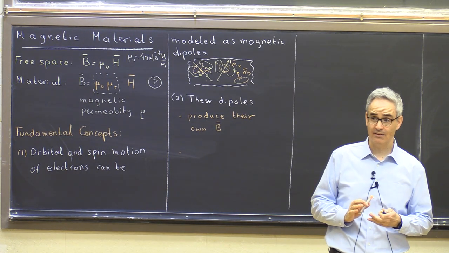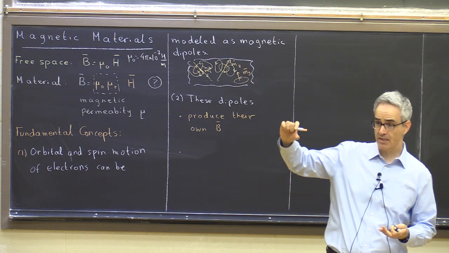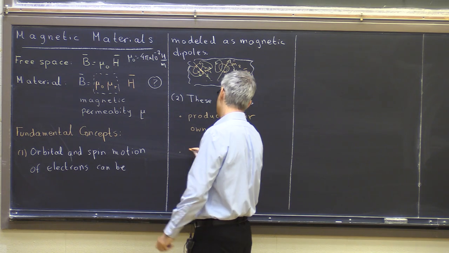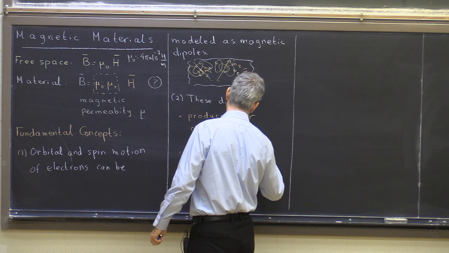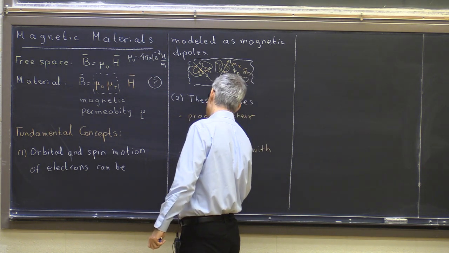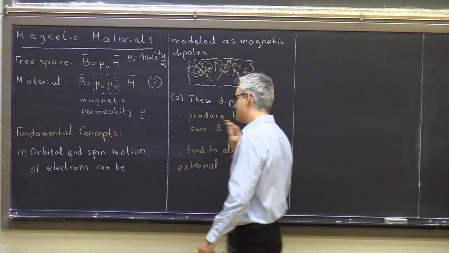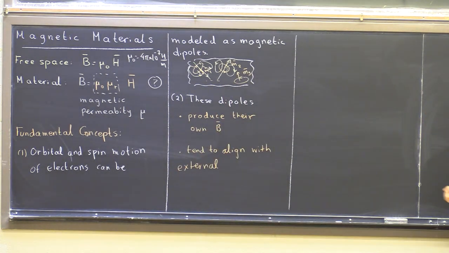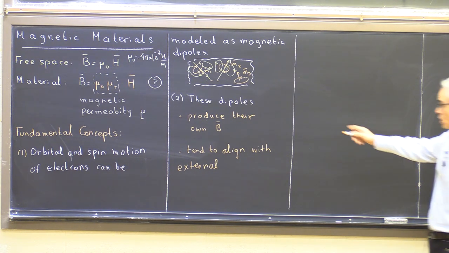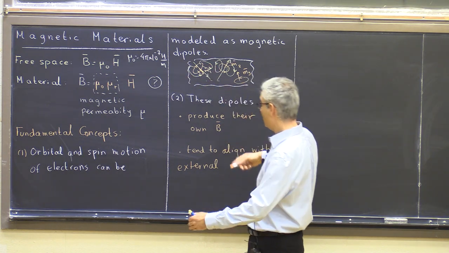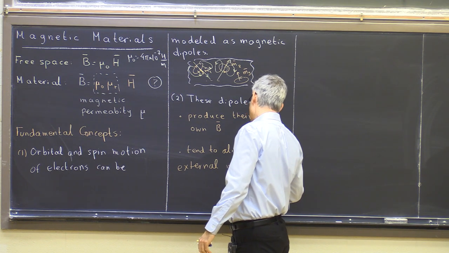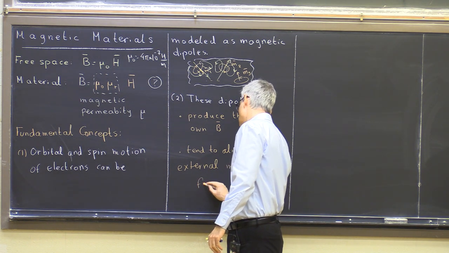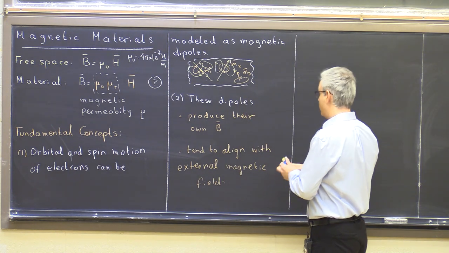That is, if you bring in a magnetic field, then that magnetic field will apply a torque on these dipoles. And I'd like to make this distinction, and I will make this distinction clear, between the internal magnetic field and the external magnetic field. So here we're talking about the internal magnetic field, but if you brought in a magnet, for example, an external magnetic field, those dipoles would tend to align. Why? Because there is a torque.